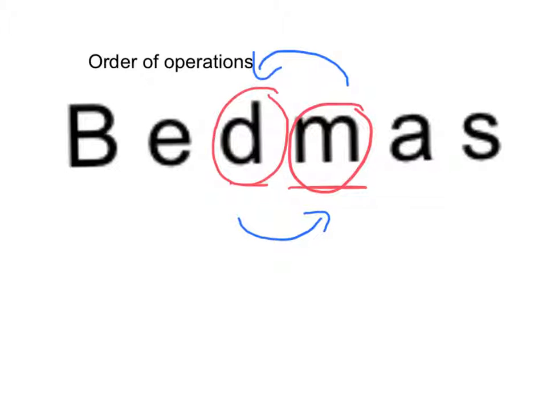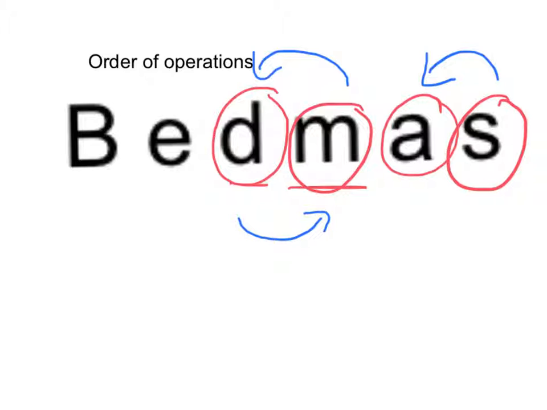And the same thing applies to the addition and subtraction. Even though the addition comes before the subtraction in BEDMAS, if the subtraction is the first operator in the question, then you actually do the subtraction first. So we say we always work left to right. Okay, so these are interchangeable.